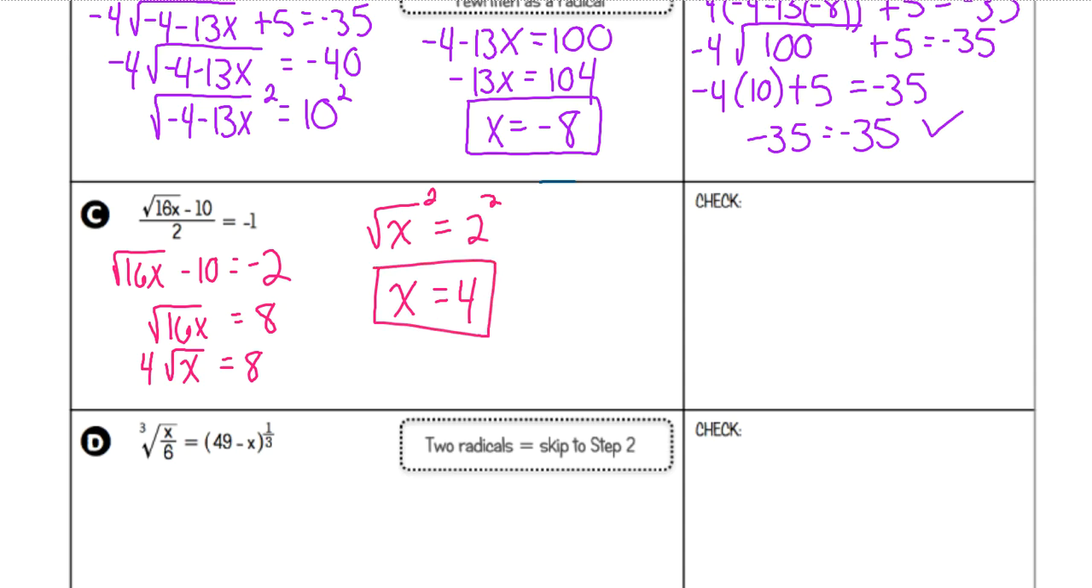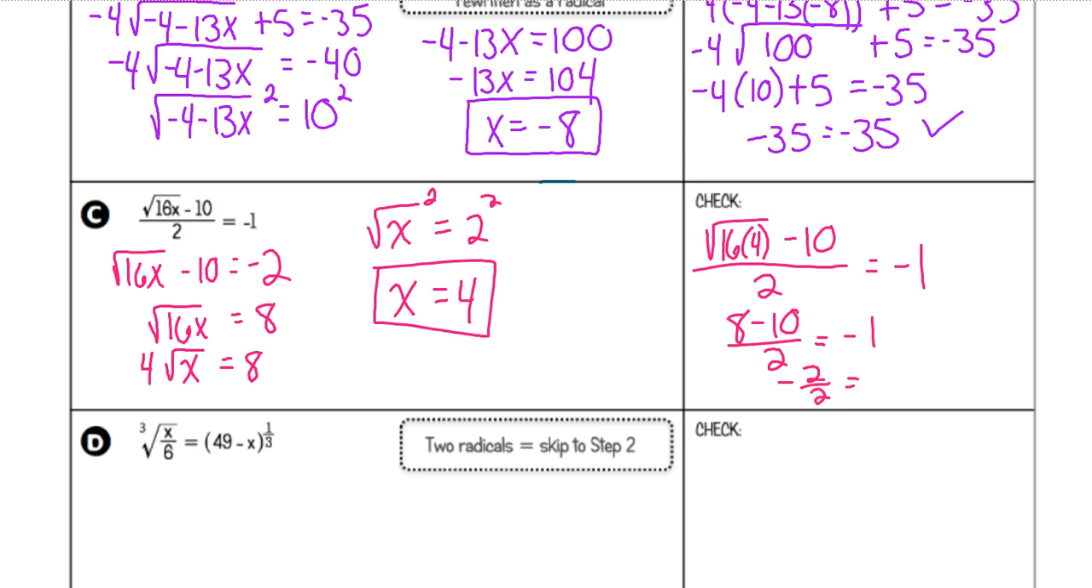So let's check that, make sure it works here. So we have the square root of 16 times 4 minus 10 over 2. And we want to know, does that equal negative 1? So when I do that, the square root of 16 times 4, that's the square root of 64, which is 8, minus 10 over 2. And 8 minus 10 is negative 2 over 2. So I do get that negative 1 equals negative 1. So that works. So x equals 4 is our solution.